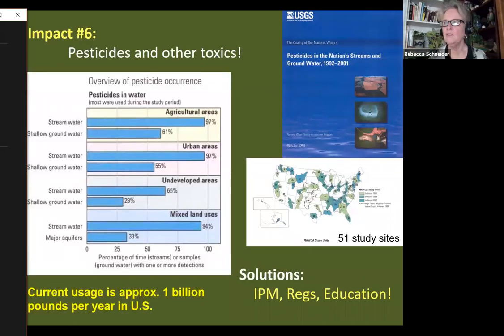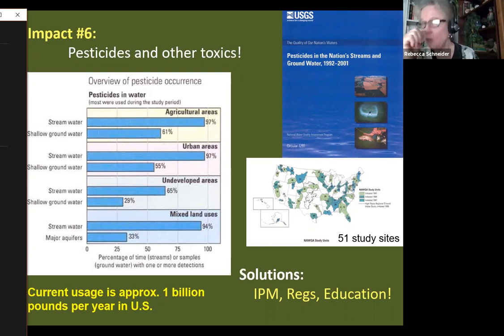Impact number 6 is pesticides and other toxins. Each one of these topics, by the way, we could spend hours on, but I'm just trying to give you an overview. Pesticides are a huge issue, a really disturbing kind of ticking bomb in my mind. Currently, about 1 billion pounds of pesticides are applied every year in the United States. It's not just farmers. A lot of pesticides are applied by homeowners. They use them for flea control, for weed control, tick control.